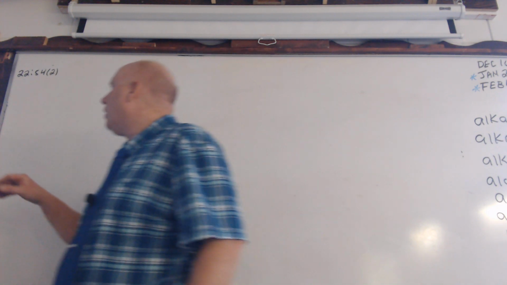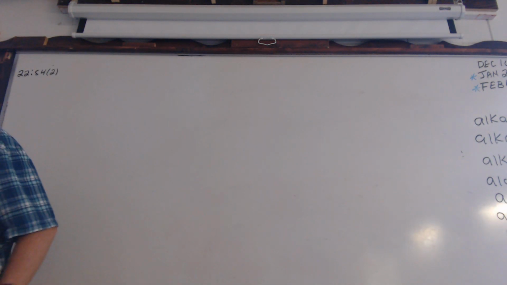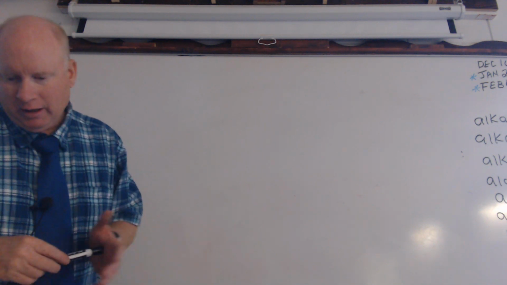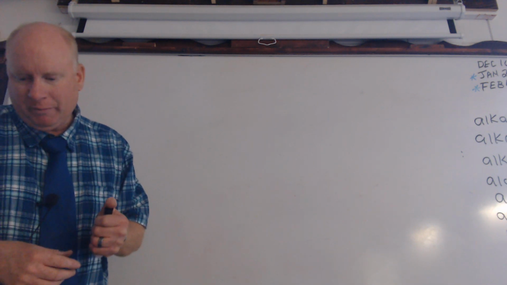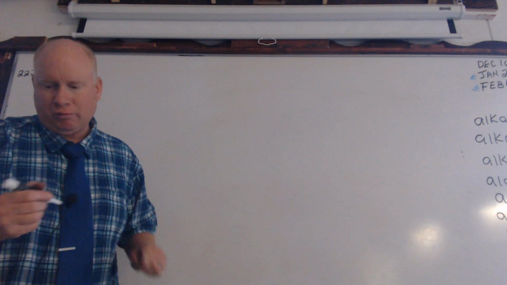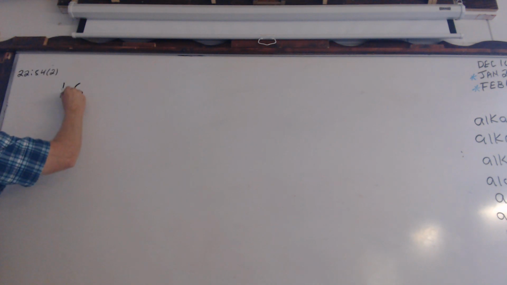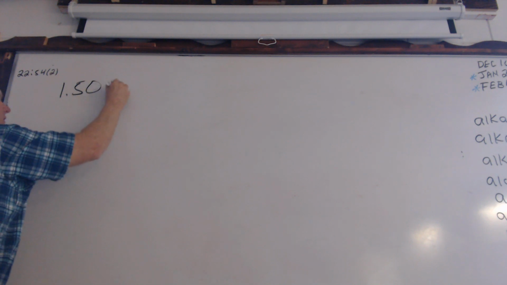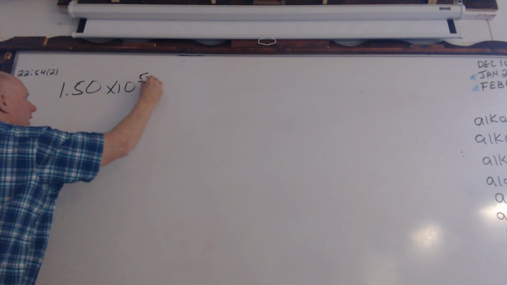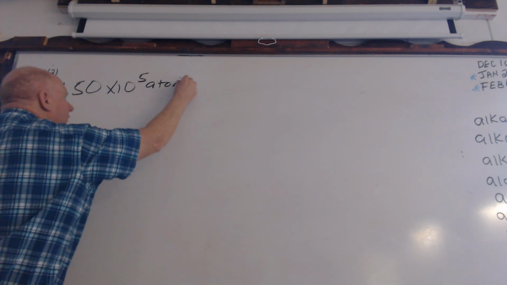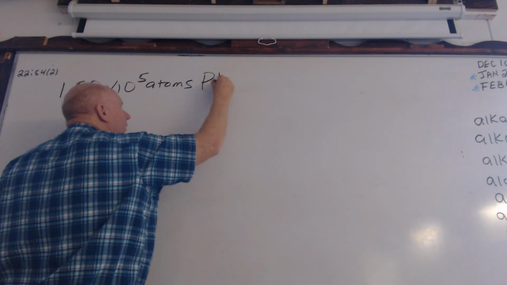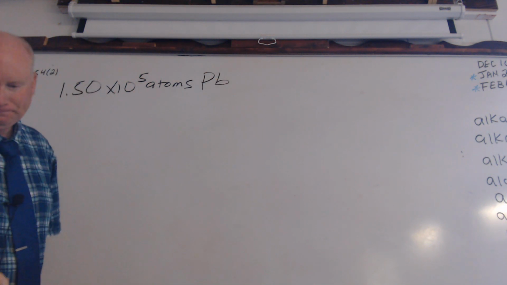All right. So in this case, there's only one place to start, and that is with how many moles of lead are in 1.50 times 10 to the 12th atoms of lead. Okay. So 1.50 times 10 to the 12th atoms of lead. Okay.